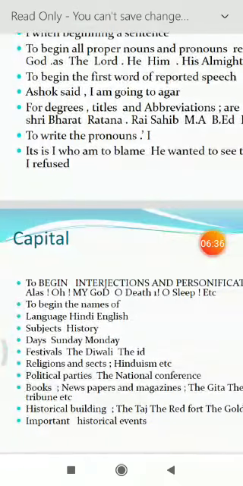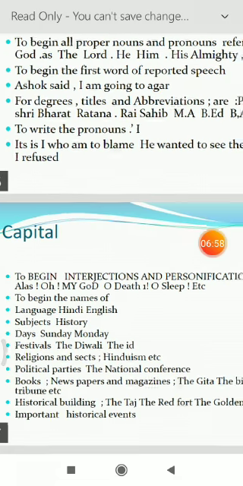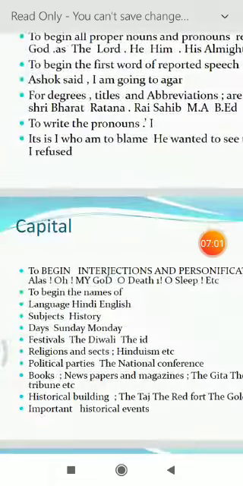Next, capital letters are used at the beginning of interjections and personifications, such as Alas, Oh my God, Oh Death, Oh Sleep, etc. Also, begin the names of languages with capital letters, for example Hindi, English, Punjabi, Dogri, Pahari. The first letter of any language must be in capitals.